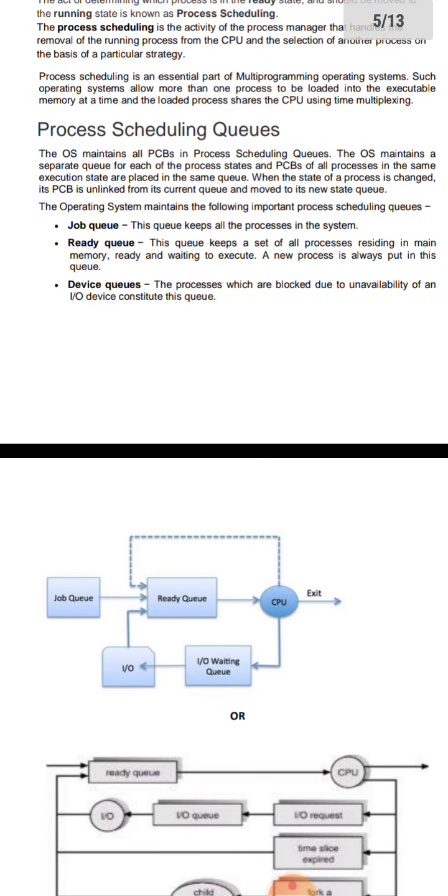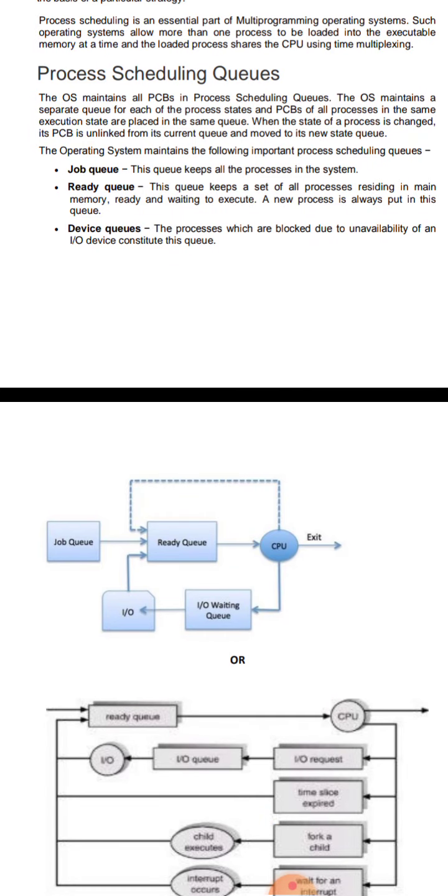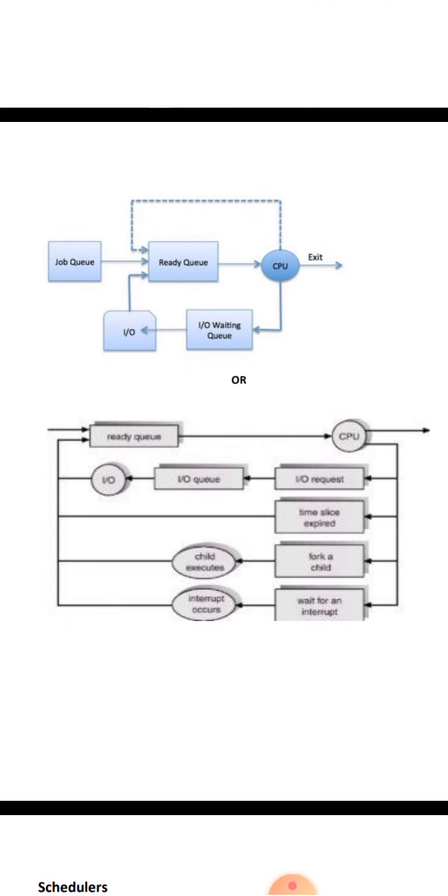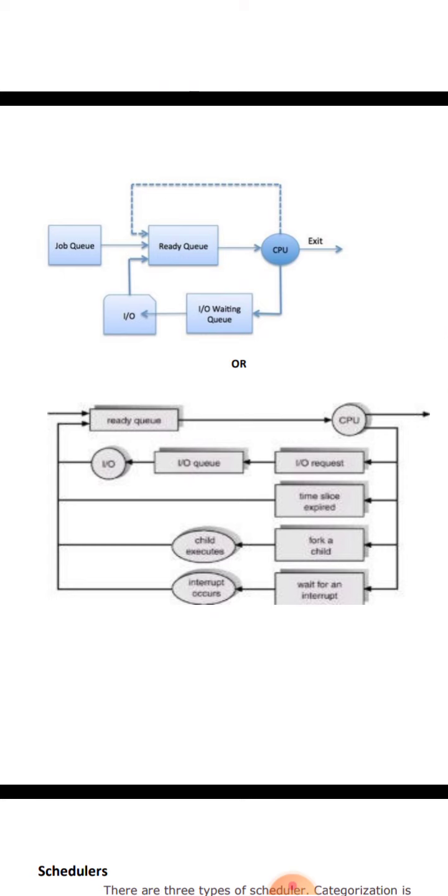Process scheduling queues. In process scheduling queues, there are three types of queue: job queue, ready queue, and device queue. See the diagram which shows you the job queue, in which the jobs ready to execute will be. Ready queue is there which is feeding to the CPU, and in the CPU actual processing of the jobs will be done, and those processes which want some input output requirement will be in the waiting queue.